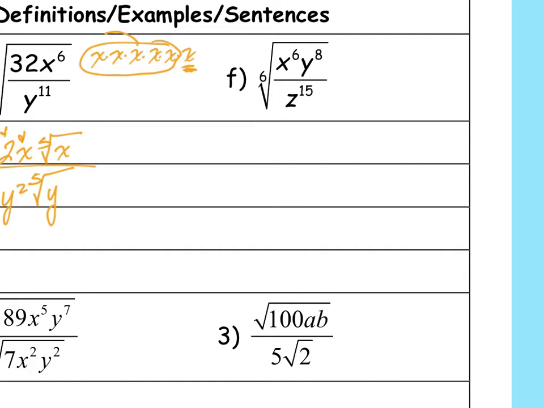I'm going to do a sixth root. So I have 6 x's. So I'm going to bring 1 x out. I have one group of 6 y's. And there's going to be 2 left inside. And I have 2 groups of z's. And that would be 12, 13, 14. 3 left inside. So that's going to be the 6th root of y squared over the 6th root of z to the cubed. Questions?